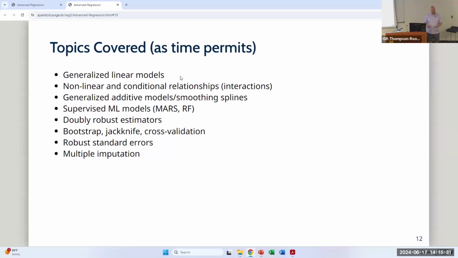Doubly robust estimators, which are kind of all the rage now. We'll talk about bootstrapping, jackknifing, and cross-validation, so different kinds of resampling techniques that can be useful. Robust standard errors, we'll talk about robust regression. I mean, it's got robustness right in the name, so we probably ought to talk about those things. And multiple imputation. So we'll cover a really wide range of techniques, but all kind of in service to understanding how robust a result is in a baseline model that you specify. And that's going to be the glue that holds all of these disparate techniques together.